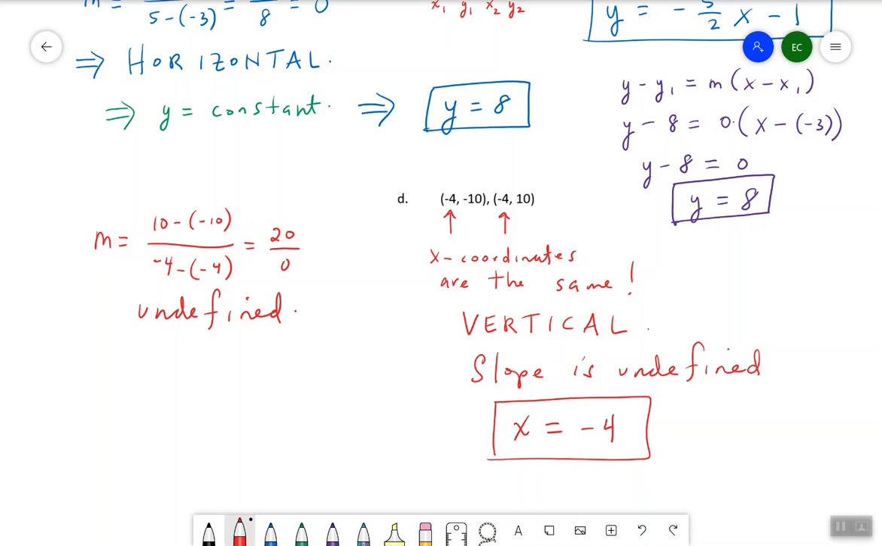Okay, the horizontal and vertical lines are special cases. We need to understand their properties, and we need to understand how to recognize them given 2 points or given the equation of a line, of a horizontal or vertical line.